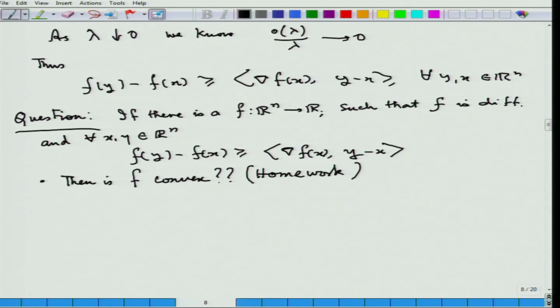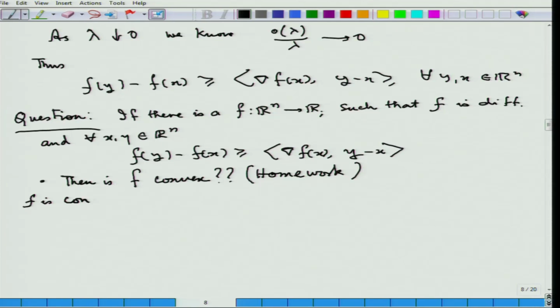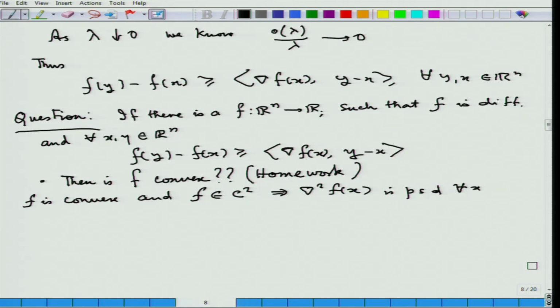For the time being, let me try to prove that if I have a convex function, then the Hessian, which is twice continuously differentiable, that is if f is convex and C2, this implies that the Hessian matrix is PSD for all x. So now we are going to prove this statement. So we know that f is convex, so let us just write it down. Take two points x and y.